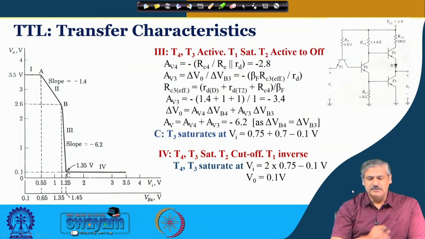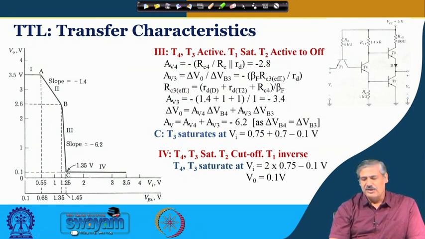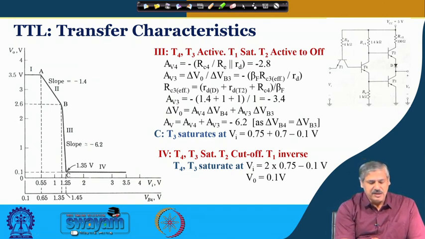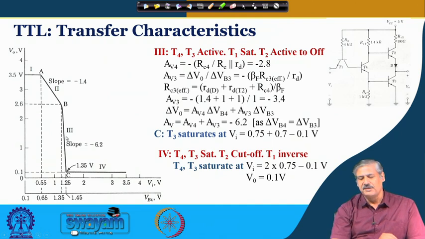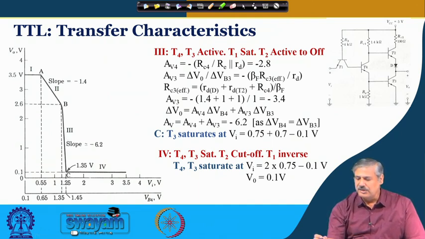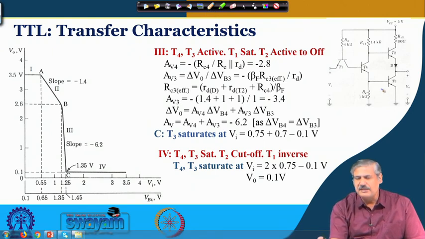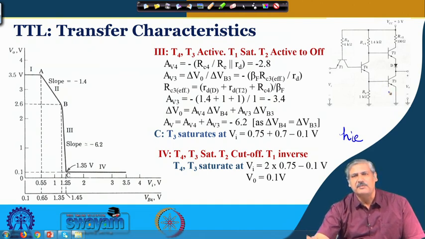Now we look at zone 3. In zone 3, T4 and T3 are both active. So, we are looking at this particular place. When both of them are active, the resistance across this base emitter junction, which is defined in H parameter terms as HIE, which we have defined here as RD, can be considered as a diode resistance in that equivalence.